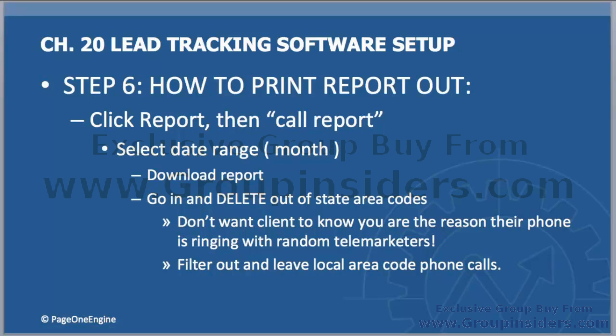Now it's pretty simple. You're just going to click the Call Reports tab under the Reports section, and then select a date range, probably within a month long, and download that report. But that's just not enough, because you've got to download that report and go in there and edit some of the area codes out. About 40 to 50% of the phone calls are going to be from telemarketers or other SEO marketers trying to get business from the client. They're just going to call with some random out-of-state area codes, and it's really going to annoy the client.